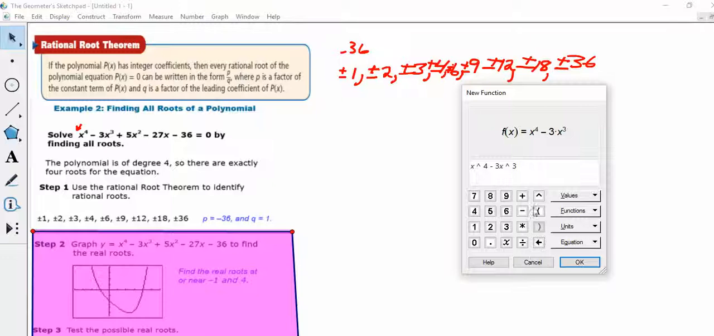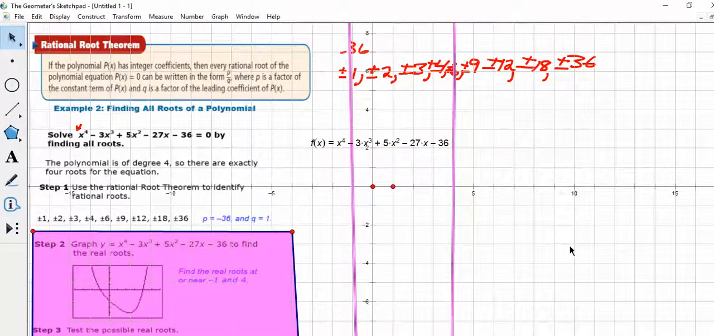Plus 5x squared minus 27x minus 36. I don't put the equals 0 part in. I'm saying that f of x is equal to this, and I'm looking for where it crosses the x-axis. Those are going to be my possible zeros.